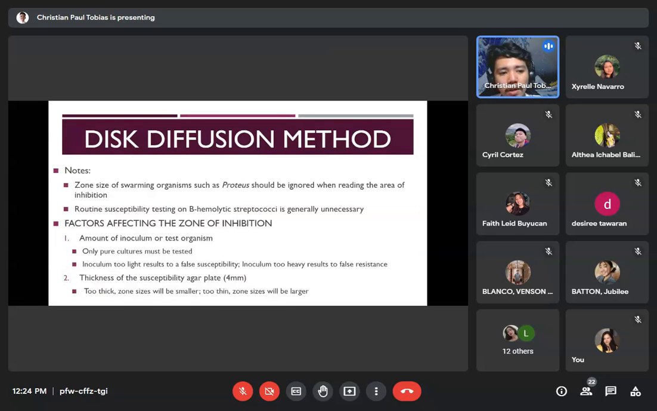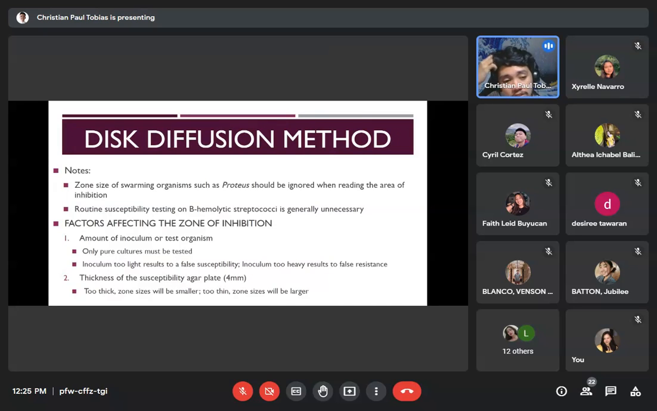Zone size of swarming organisms like Proteus should be ignored. Always ignore. Okay, when reading the zone of inhibition, routine susceptibility testing on beta hemolytic streptococcus is generally unnecessary. Factors affecting the zone of inhibition can be the amount of inoculum or test organism.